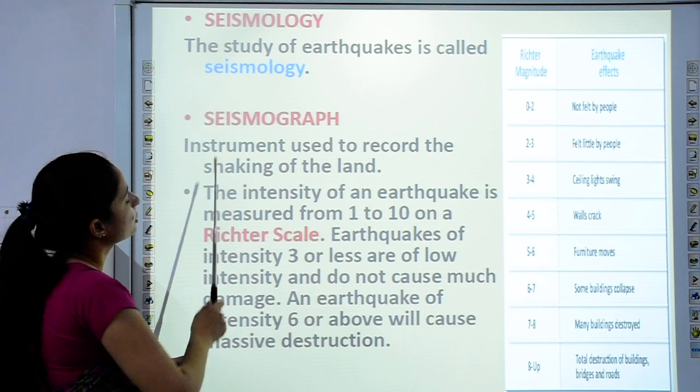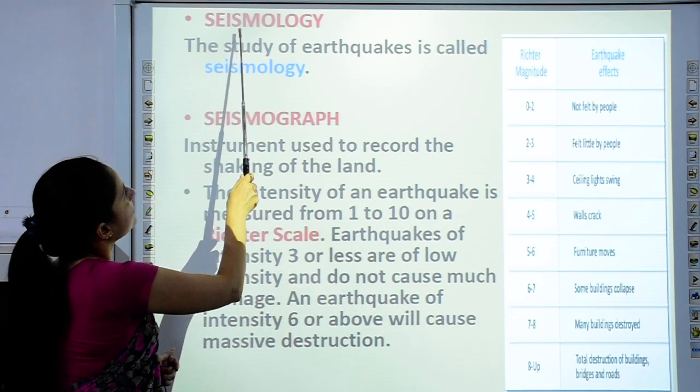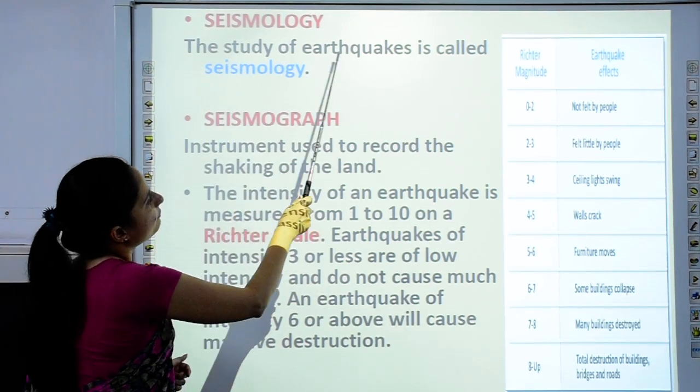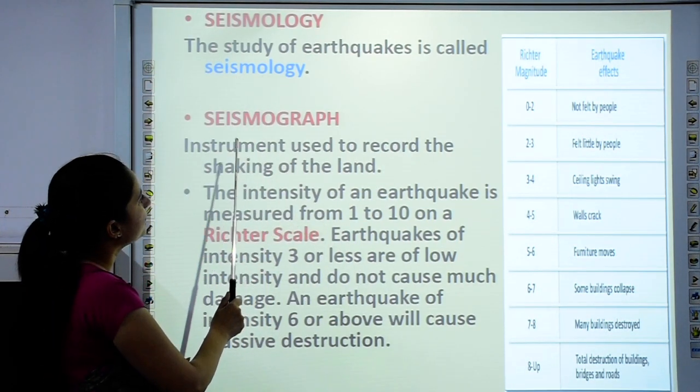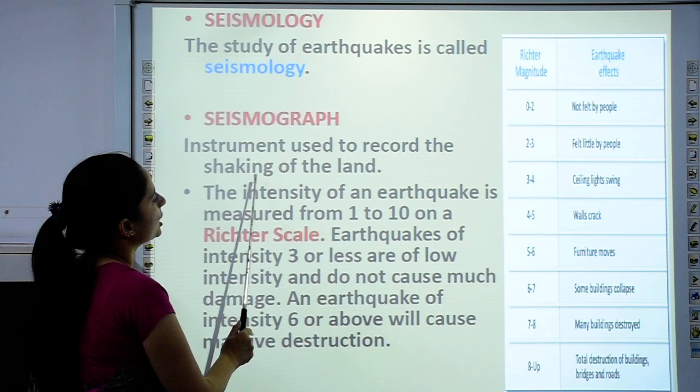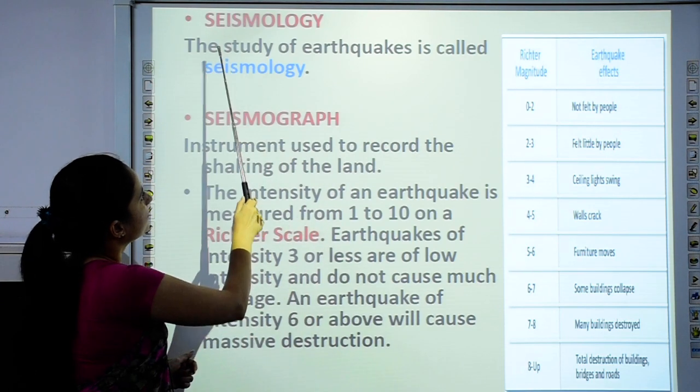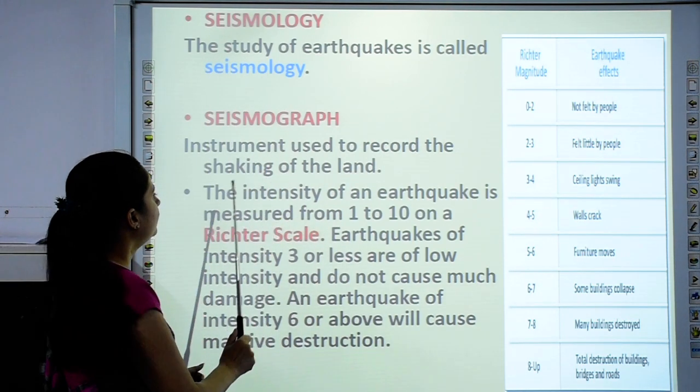Now we will look ahead into important terms related to it. Seismology. The study of earthquakes is called seismology. Seismograph, an instrument used to record the shaking of the land. You can underline these two terms in your books as well.